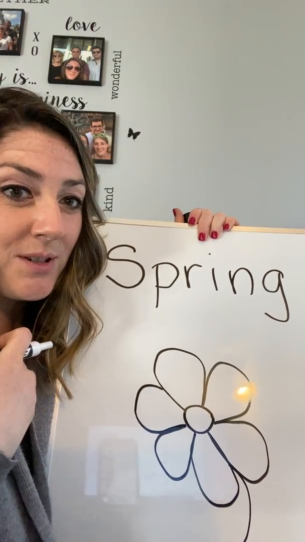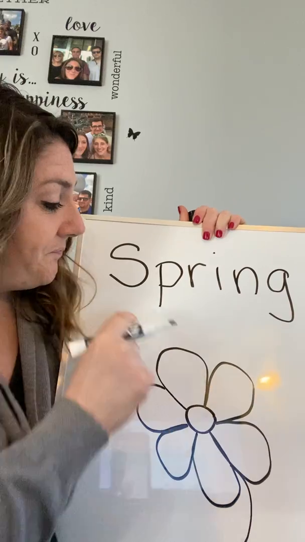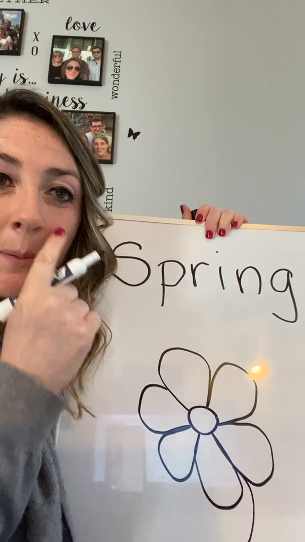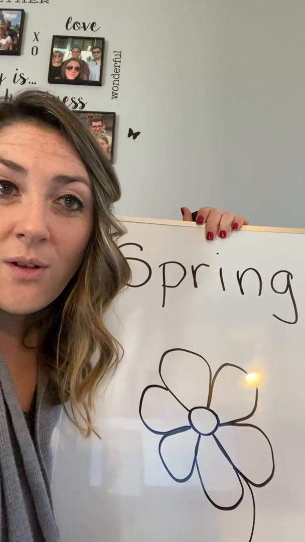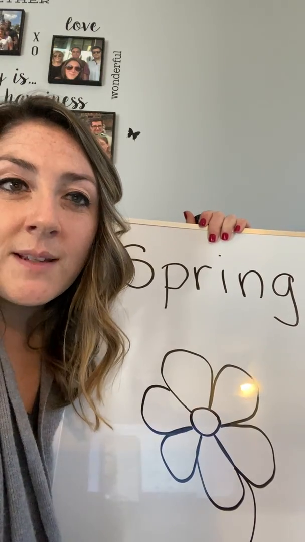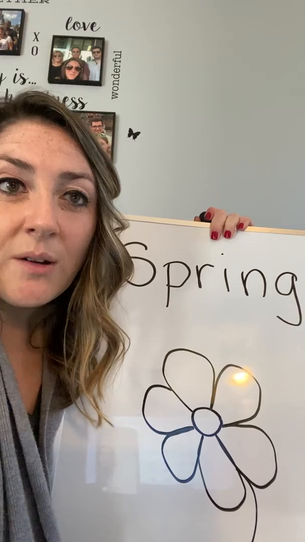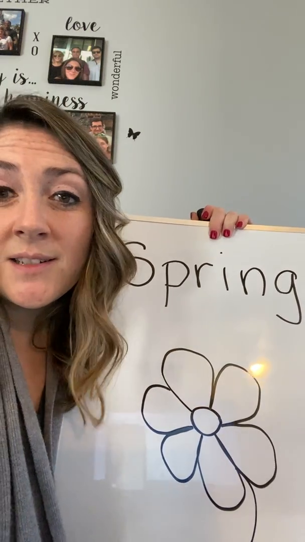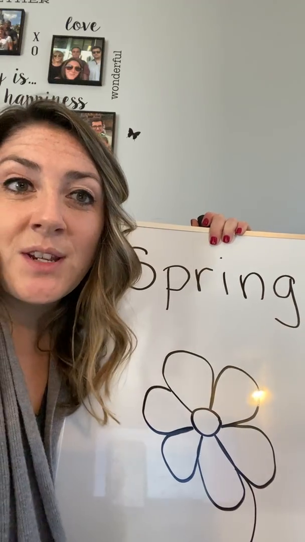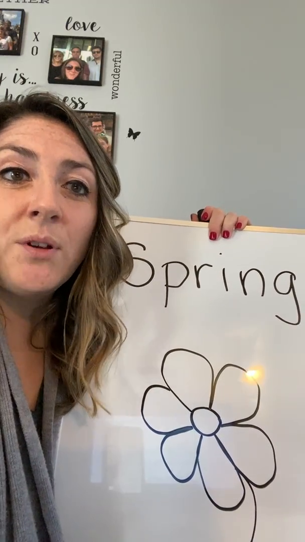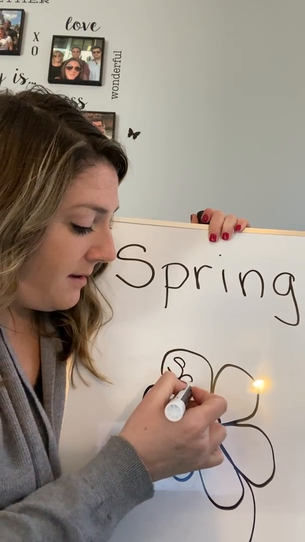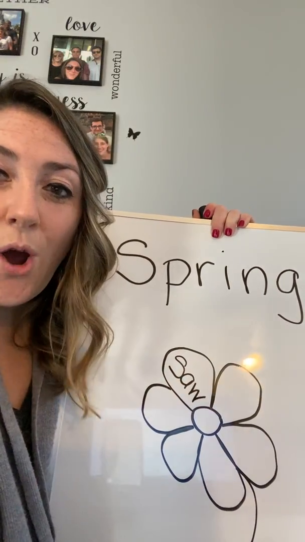So if I was going to do this, the first letter is S. So I'm going to go to my sight word wall and I'm going to look at all my sight words that start with S. I want to do the word saw because that's one of my sight words. S-A-W, saw. So in my first petal, I'm going to write the word saw.